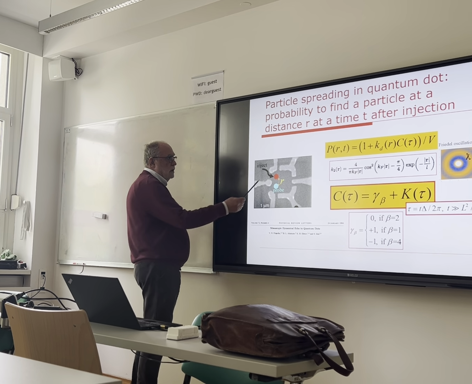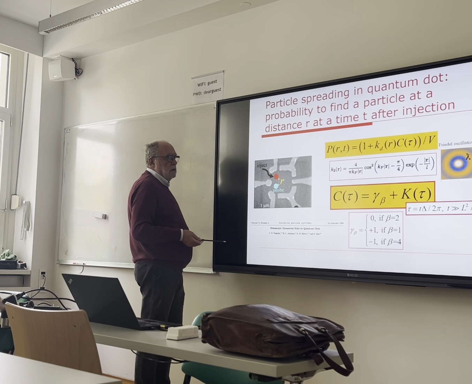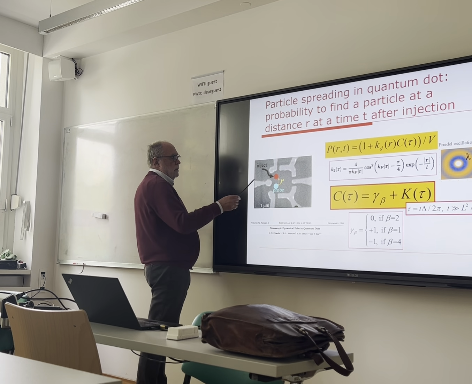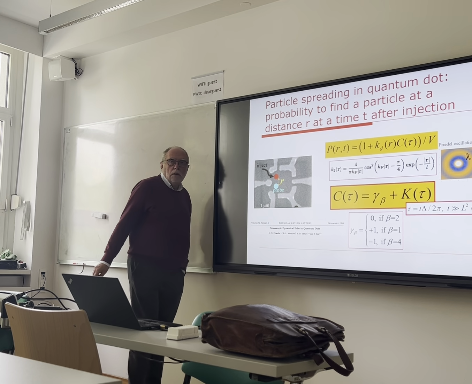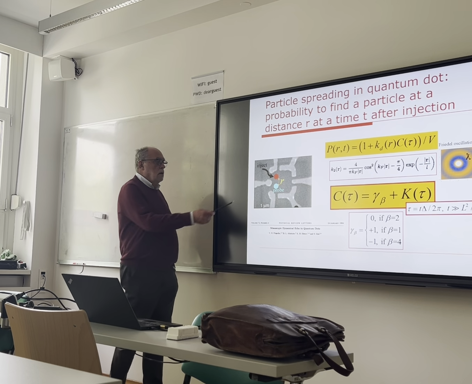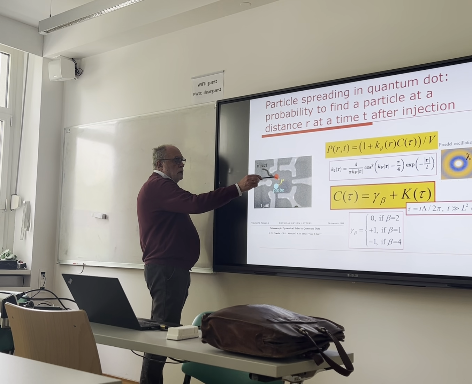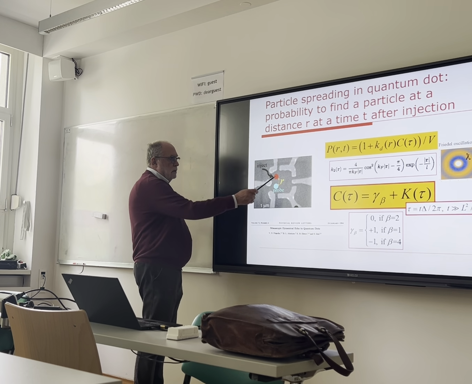And so the experiment is that, in principle, this can be done as a real experiment, but this is a mental experiment. You have a quantum dot and you inject an electron at some point, and then you probe the electron density at a different point. And you ask the question, how will this injected density depend on time at a distance r?